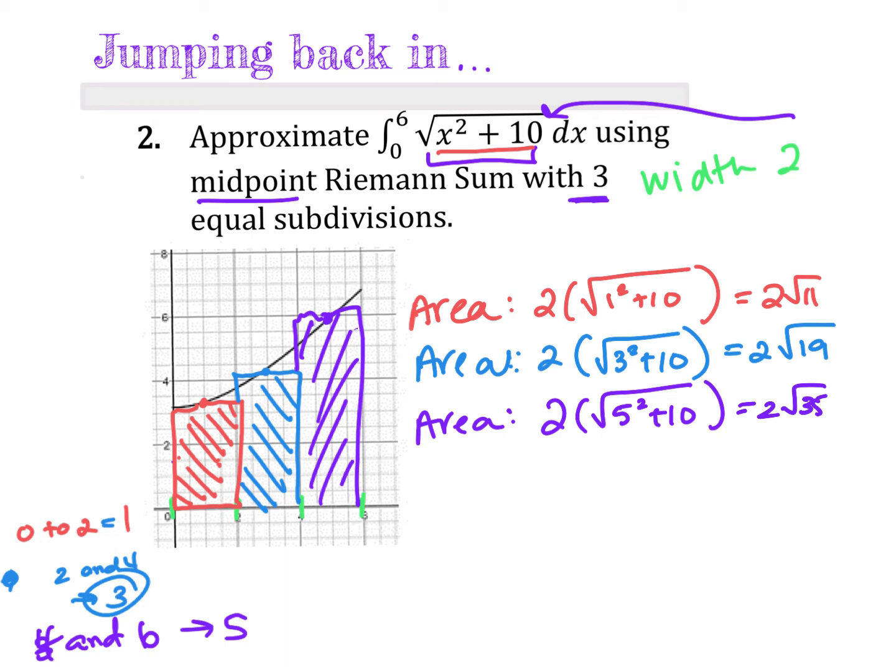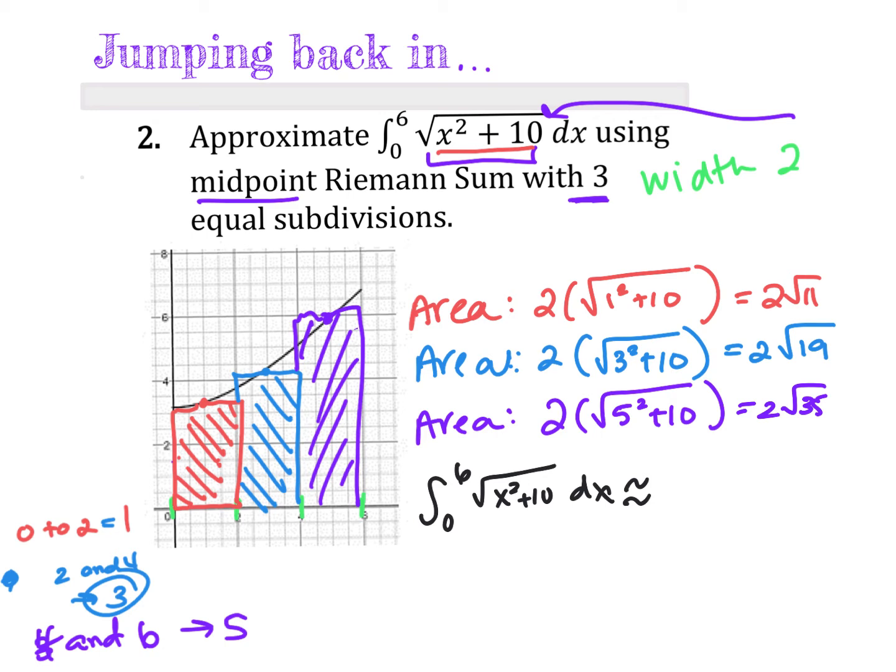So what we were being asked at the beginning of this problem was to approximate this integral. So the integral from 0 to 6 of the square root of x squared plus 10 dx, don't forget that dx, is approximately, we're not using an equal sign because we're not finding the exact area, we're approximating the area under the curve using midpoint Riemann sums.